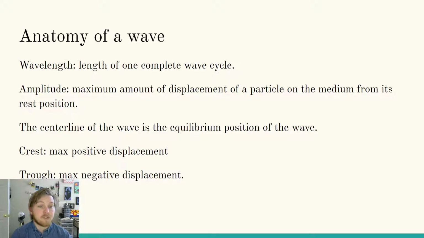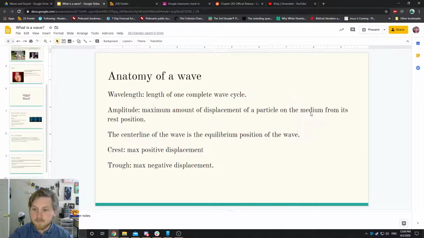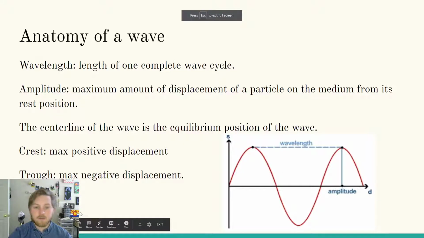All right? The amplitude is the maximum amount of displacement from the rest position. So if I have a wave that starts here, goes up, goes down, and comes back, the middle line is going to be where that part is going to be. I'm just going to post a picture in here because this is going to be helpful for us. I should have had this in here earlier, but whatever. All right, this is going to be helpful.